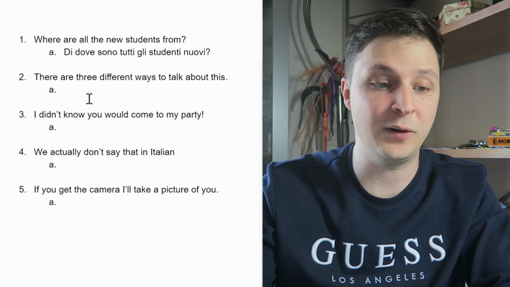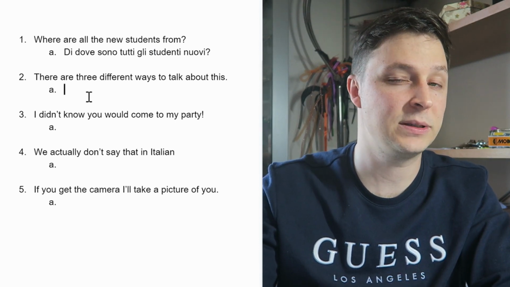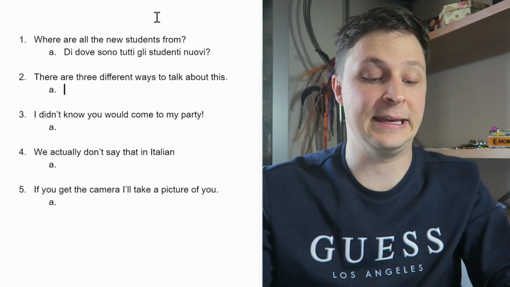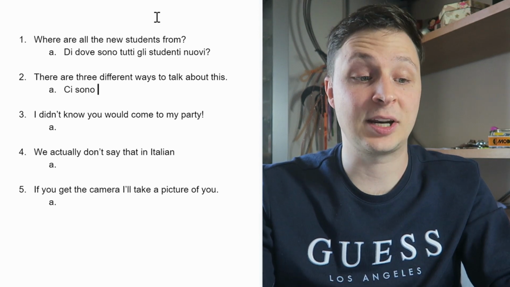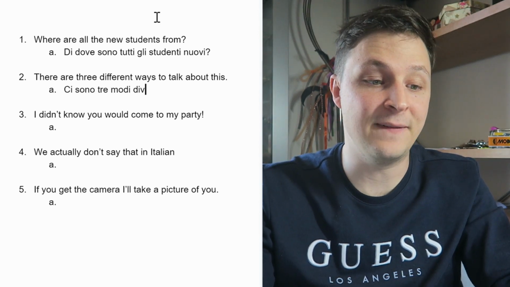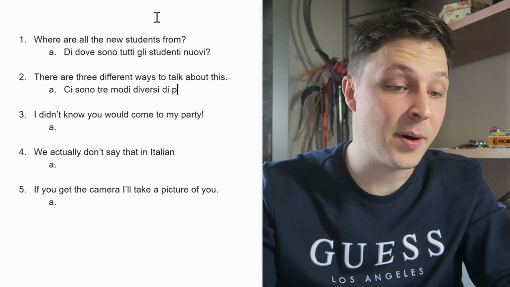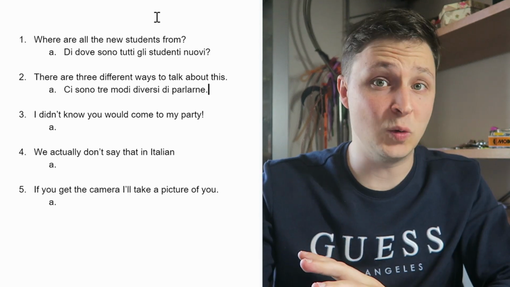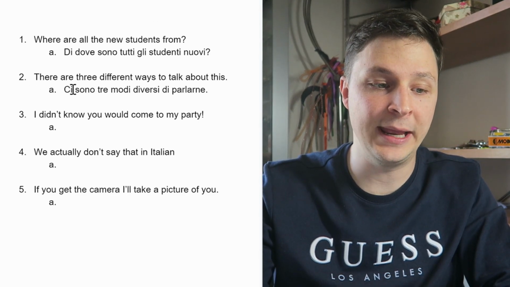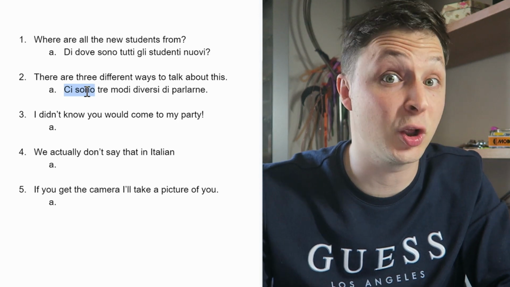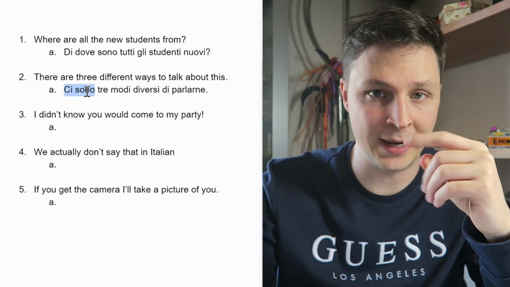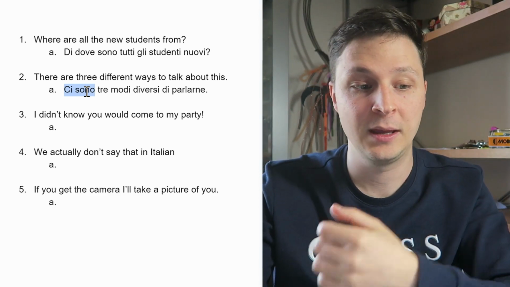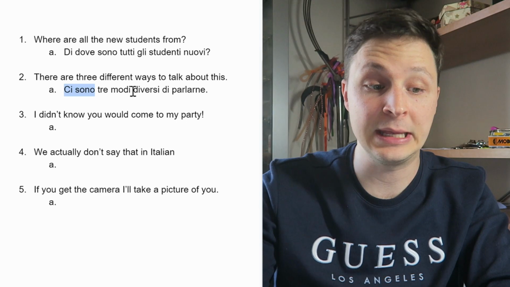There are 3 different ways to talk about this. What do you think? As always, pause the video. But the answer here is ci sono 3 modi diversi di parlarne. Boom. A lot to unpack here. First of all, there are in Italian is ci sono, so something plural. There are 3. If there's 1, it's c'è. So c'è and ci sono. There is, there are. 3 different ways, 3 modi diversi.